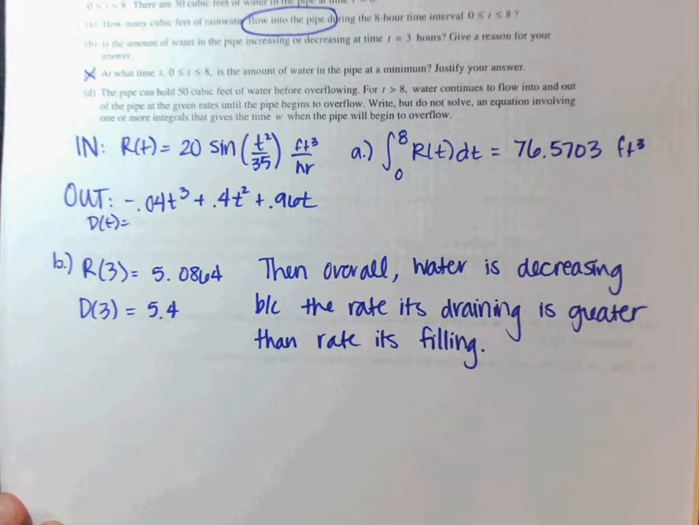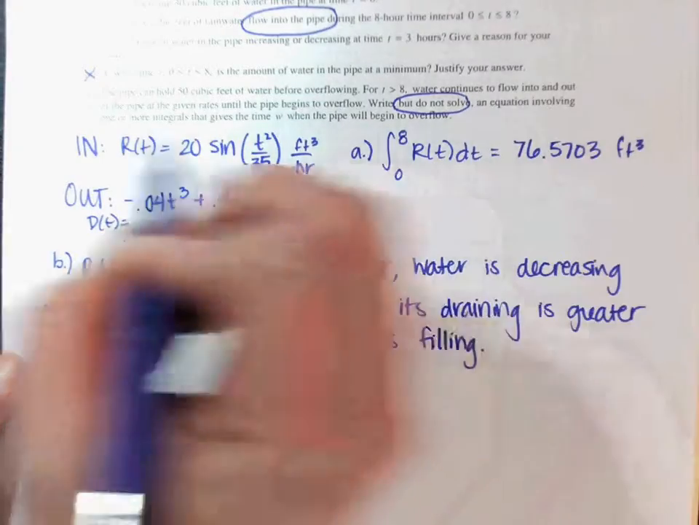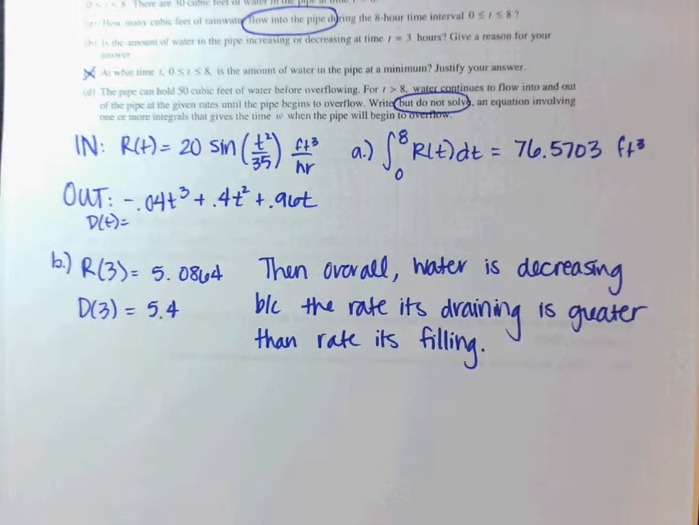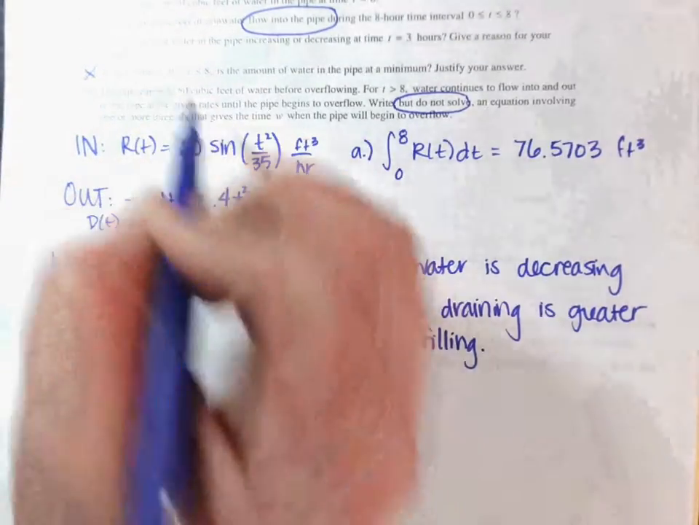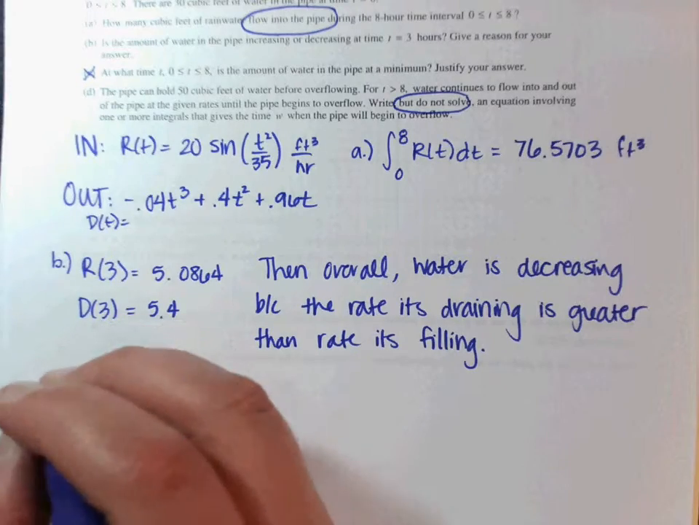Okay, so it says the pipe can hold 50 cubic feet of water before overflowing. For T greater than 8, water continues to flow into and out of the pipe until it begins to overflow. Write, but do not solve, an equation involving one or more integrals that gives W when the pipe will overflow. Okay, so think about how much can it have in it before it overflows? 50. So once it hits 50, it's going to overflow. What integral do I need to set up?